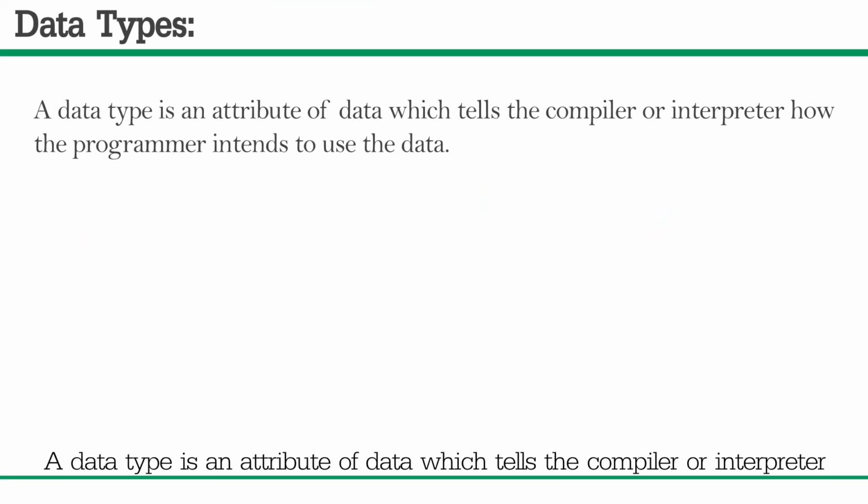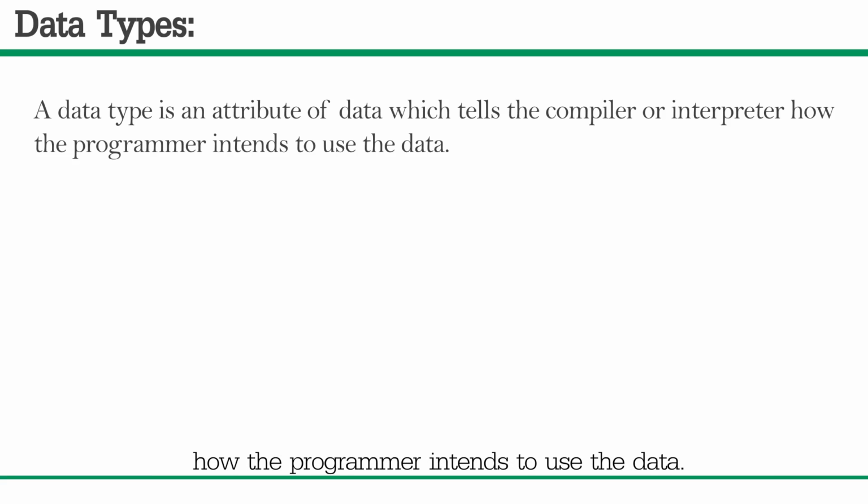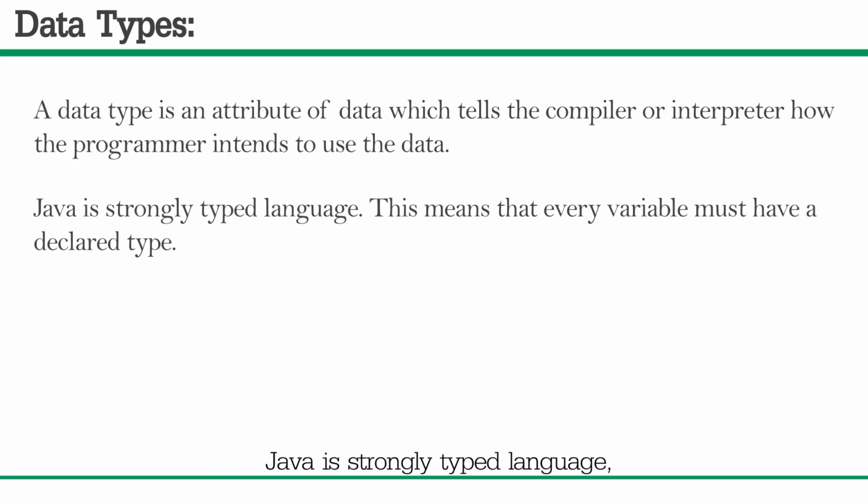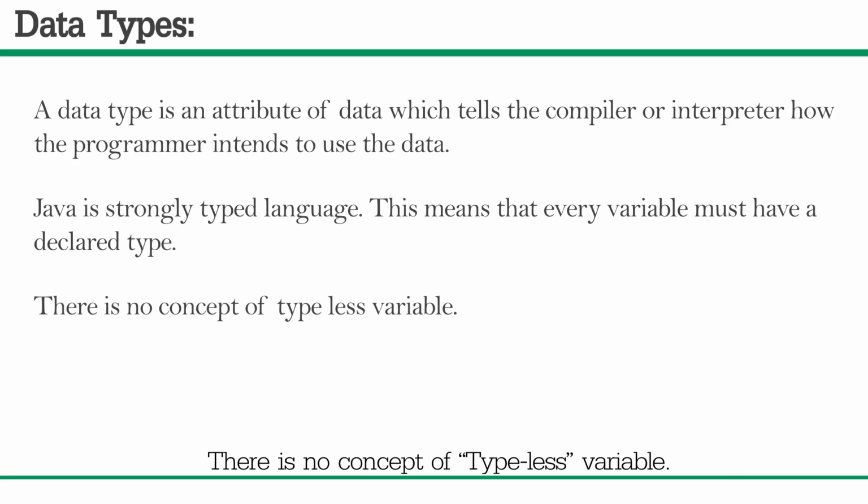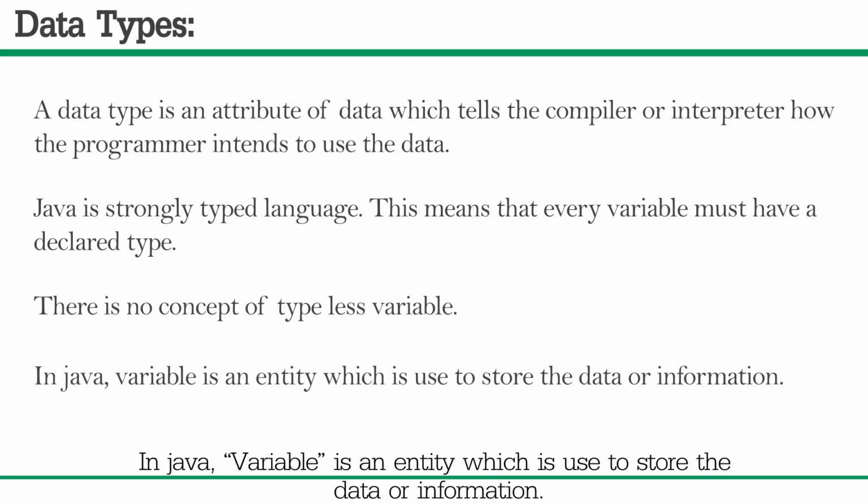A data type is an attribute of data, which tells the compiler or interpreter how the programmer intends to use the data. Java is a strongly typed language. This means that every variable must have a declared type. There is no concept of a typeless variable. In Java, a variable is an entity which is used to store data or information.